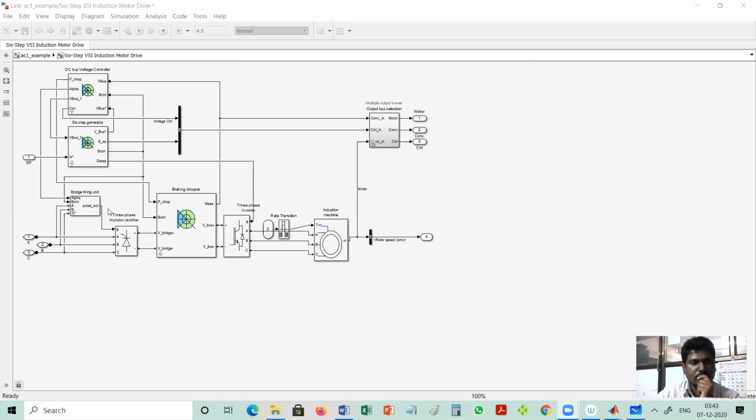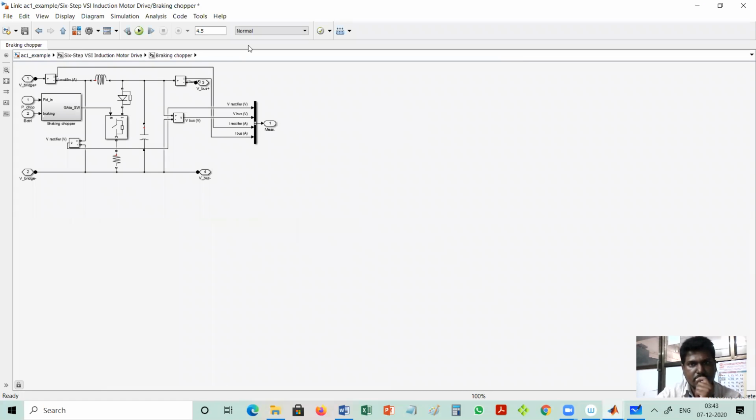I will show you. First this block, braking chopper. You can see here, when this chopper switch is turned on, power will be dissipated in this resistor. This is an LC filter. So we have to take the reading of DC link current IDC. So I will connect a scope here.